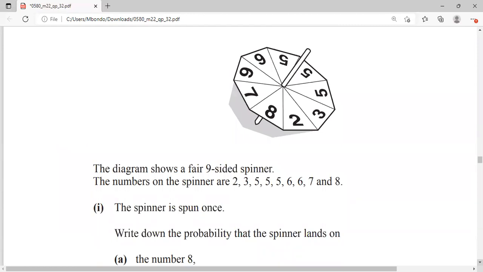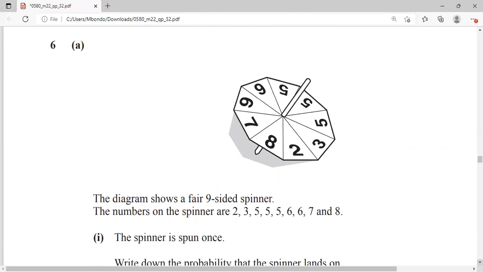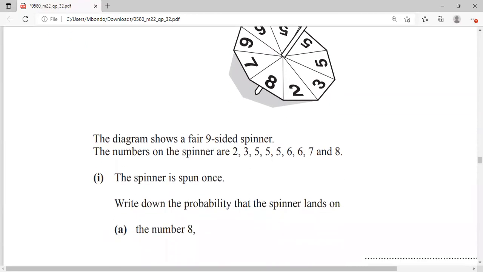So we have this question now, which must be question 6, and it reads as follows. The diagram shows a fair 9-sided spinner. The numbers on the spinner are 2, 3, 5, 5, 5, 6, 6, 7, and 8. The spinner is spun once. Write down the probability that the spinner lands on the number 8.